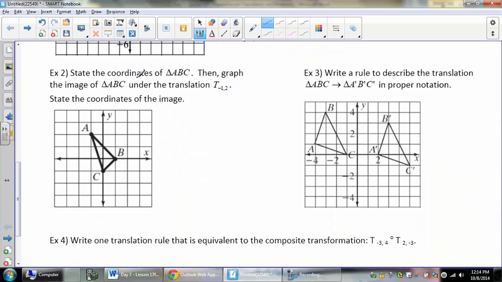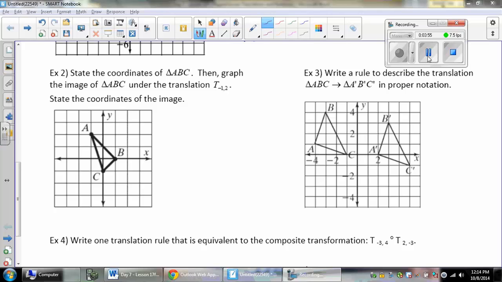State the coordinates of ABC, then graph the image under this translation. State the coordinates of the image. I want you to try and do that on your own, and then come back and we will talk about it. So hit pause right now on your YouTube. Do this one on your own. When you hit unpause, I will have brought it back up here on the screen. So hit pause right now.